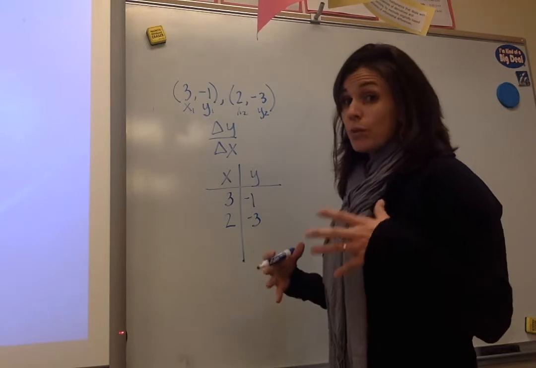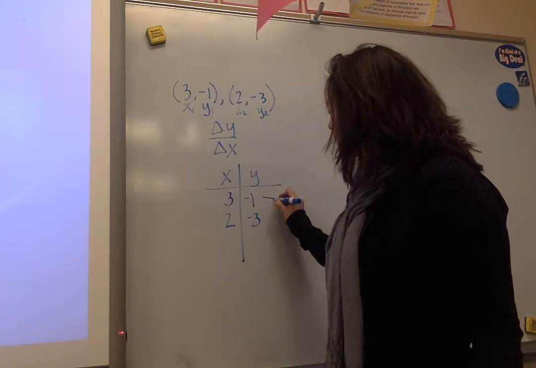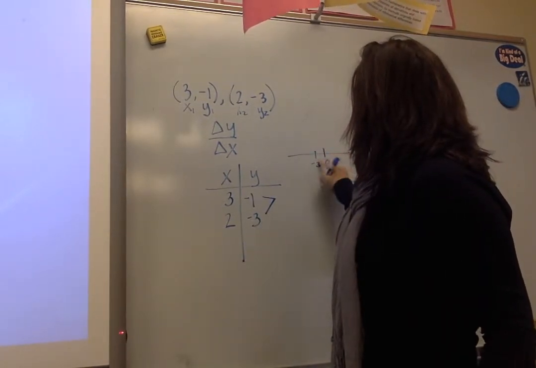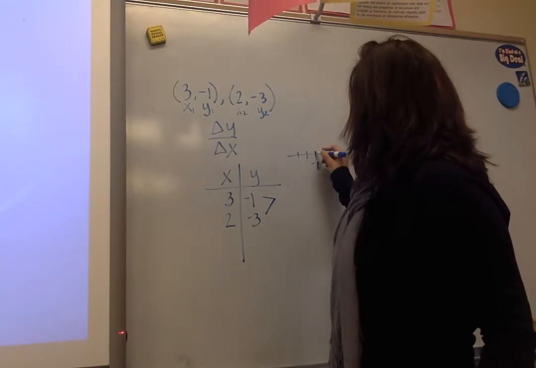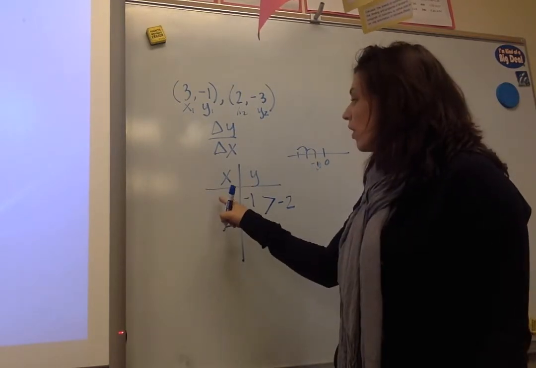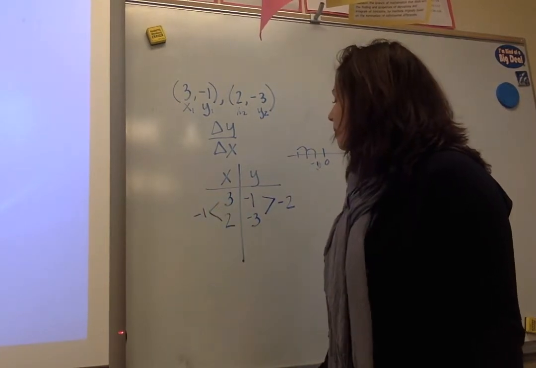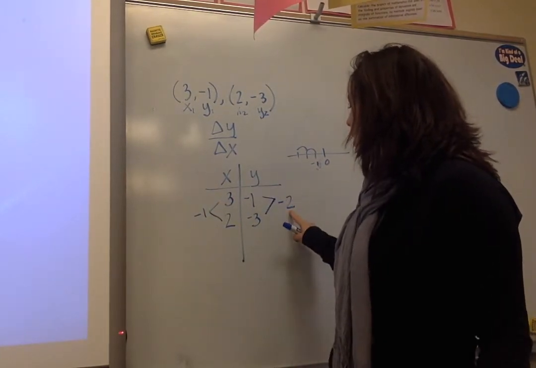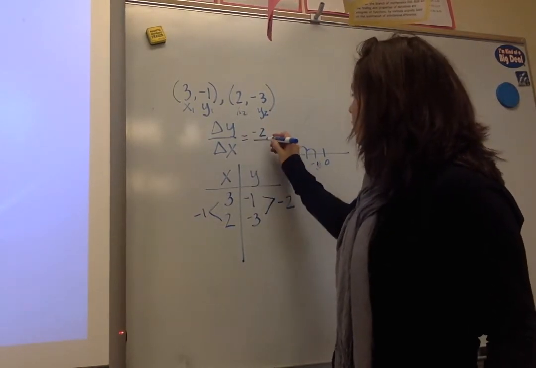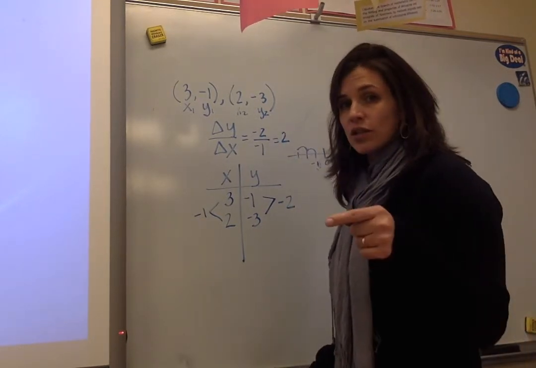Now, because slope is a ratio that compares change in y, how am I getting from -1 to -3? Think about the number line. If you start at -1, how do you get to -3? You subtract 2. Here on the number line, how do you get from 3 to 2? You subtract 1. So now this was my change in y. Remember, change in y over change in x. So my change in y is -2. My change in x is -1, and then it becomes a +2 for the reasons I just explained.